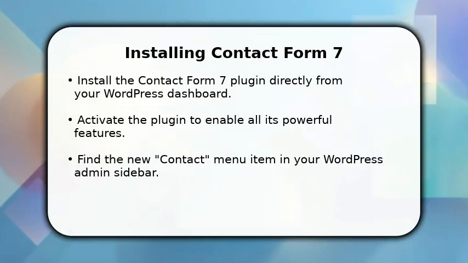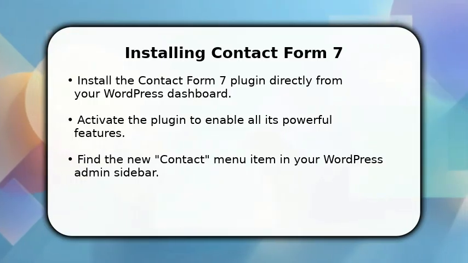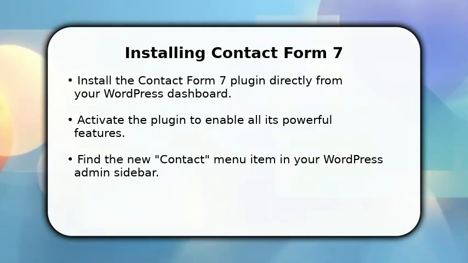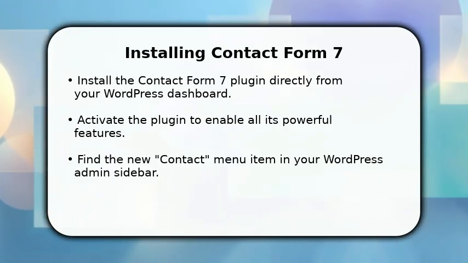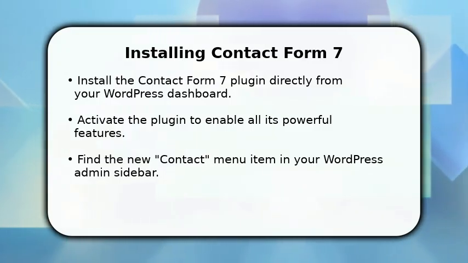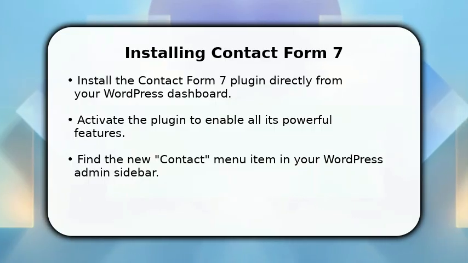In this video, I will explain how to create a contact form with Contact Form 7. First, navigate to your WordPress dashboard and install the Contact Form 7 plugin. After installation, activate it to unlock its full functionality. You will then see a new Contact menu item appear in your admin sidebar, which is where all the magic begins. This process takes less than 1 minute.